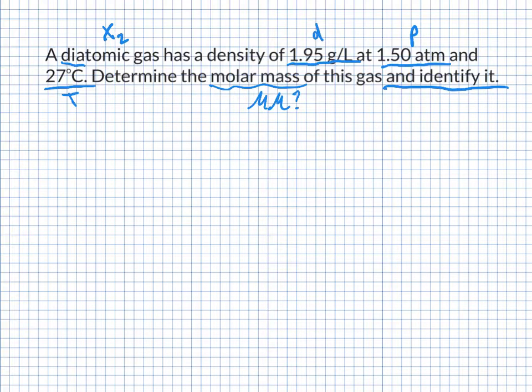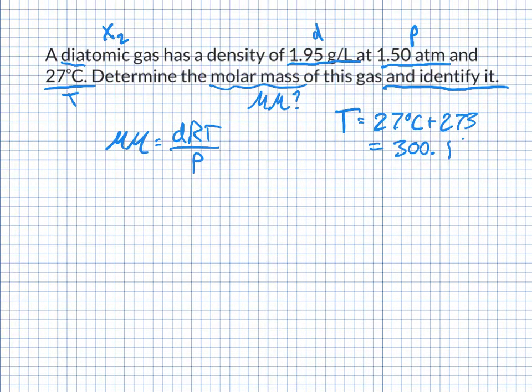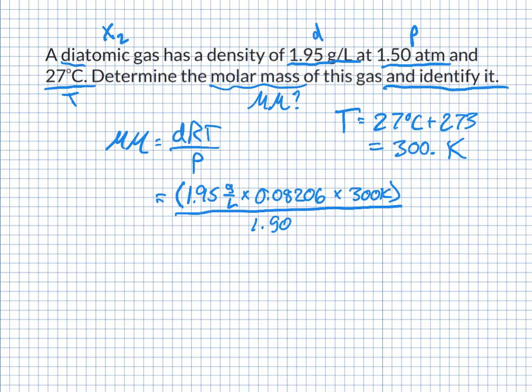So I'm looking for the molar mass, so I can just use my molar mass kitty. Molar mass equals dirt over P. And I know that I need to adjust my temperature. So my temperature is going to be that 27 degrees Celsius plus 273, which is going to give me a very lovely 300. Kelvin. So I've got 3 sig figs there. So if I plug all these things in, open parentheses, 1.95 g over L. An R value, I need the R value that has atm, and that's going to be 0.08206 times my temperature, which I just found is 300 K, close parentheses, all divided by my pressure, 1.50 atm.